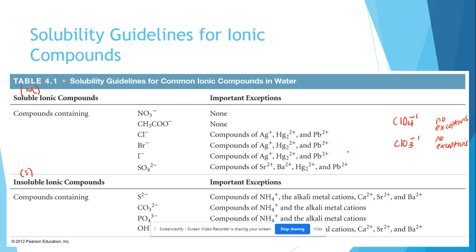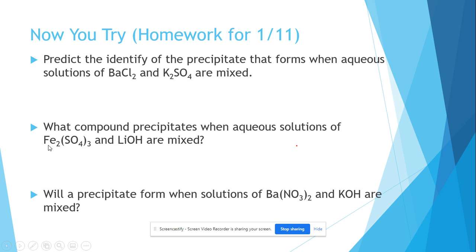Again, as a general reminder of how this table works, you want to find your anion. You would see if it was bonded to any exceptions. If it was not, then it stays in the category it's at, so it stays soluble. If for some reason it was bonded to an exception, then it would flip to be down here and it would be insoluble. So let's go over your answers for your homework.